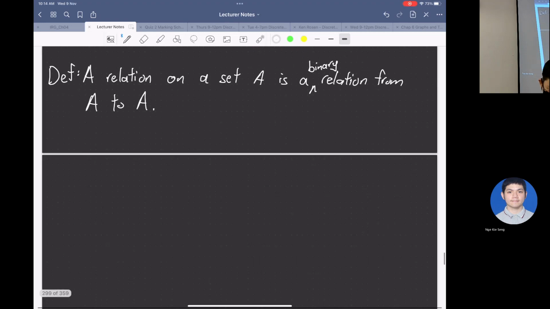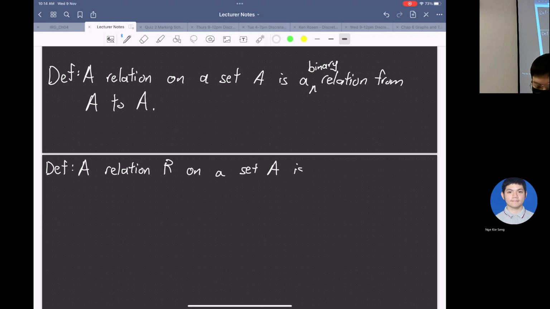So next, there are three important properties of relations that we want to focus on. The first one is reflexive. Reflexive comes from the root word reflect, reflection. So reflect to yourself. It's about yourself. So a relation is called reflexive if (a, a) is in your relation. You and yourself is in the relation.